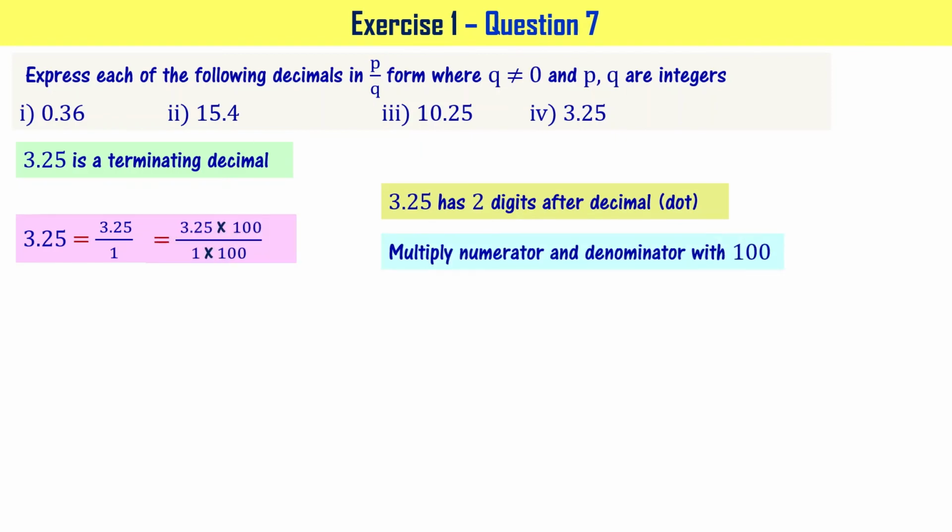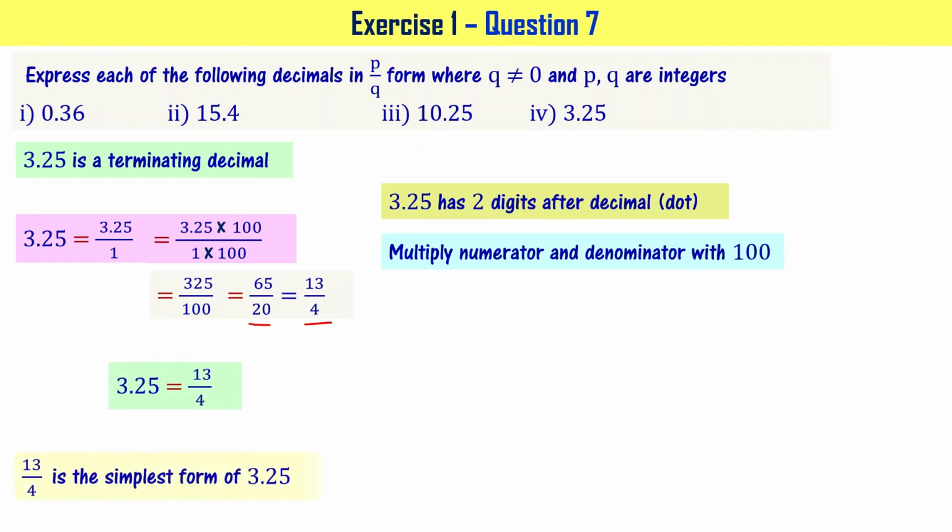When you do that and simplify, it can be written as 325 by 100, right? Both numerator and denominator can be divided by 5. When I do that, I have 65 by 20, right? 65 and 20 I can divide further by 5 so that it becomes 13 by 4. So 13 by 4 is equivalent to 3.25, and at the same time it is the simplest rational form for 3.25. Got it?